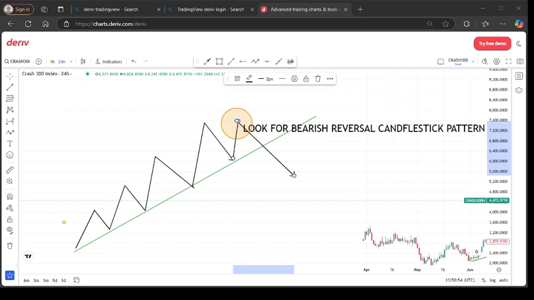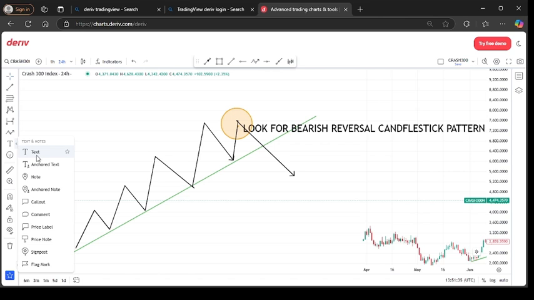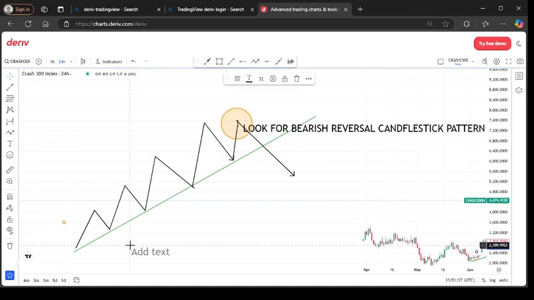I'm going to explain two possible scenarios that occur when price is moving in an uptrend or in a downtrend. So this first chart is an uptrend. As you can see, this one is an uptrend. Let me write here. This is an uptrend, and I'm just showing how price moves in an uptrend, making higher highs and higher lows.